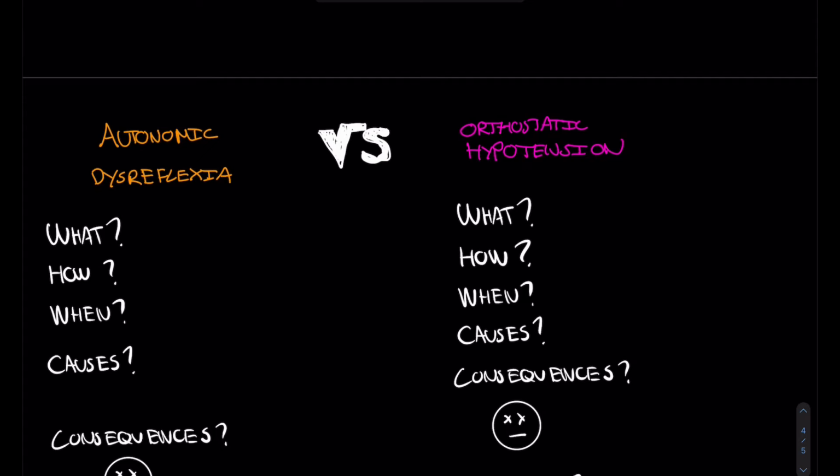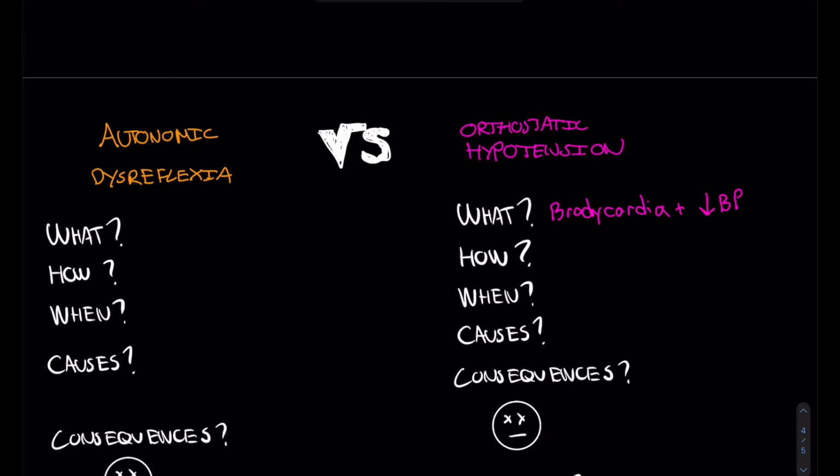Now let's distinguish two conditions that can happen quite often in spinal cord lesions. Let's start with orthostatic hypotension. So what is this? Basically, it is bradycardia, so a low heart rate, combined with a decrease in blood pressure.